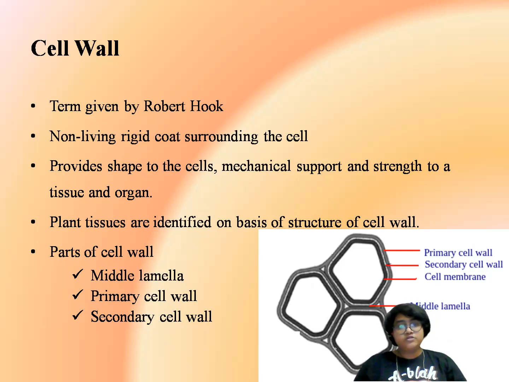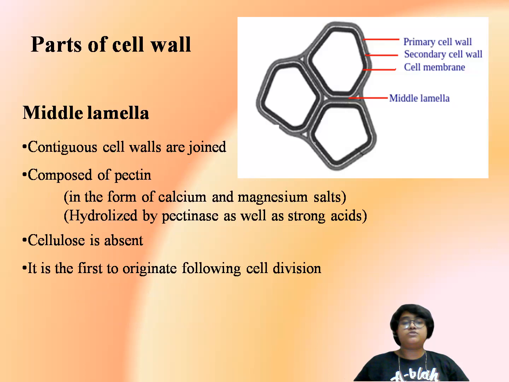Again, in this cell wall there are three parts. One is the middle lamella, second is the primary cell wall, and the third one is the secondary cell wall. Now let us first discuss the middle lamella. You can see in this diagram that it is the topmost part of the cell wall. What does it do? It acts as an adhesive between two cells. That means it joins two cells together. To form any kind of structure or tissue, cells should be joined, right?